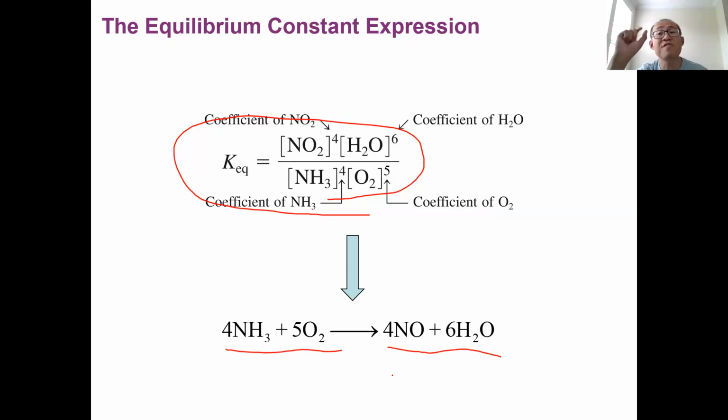And we know the coefficients of the reaction are the exponent of each concentration. So each concentration exponent, the powers, basically tell us the coefficients. For example, for the reactants, the coefficients are 4 and 5. For the products, the coefficients are 4 and 6 respectively. So you see that with an expression of the equilibrium constant, you can actually go back and write the chemical equation if needed, based on how you understand the equilibrium constant expression.